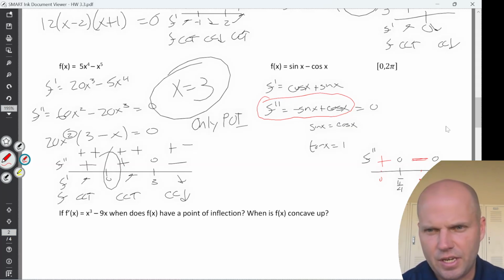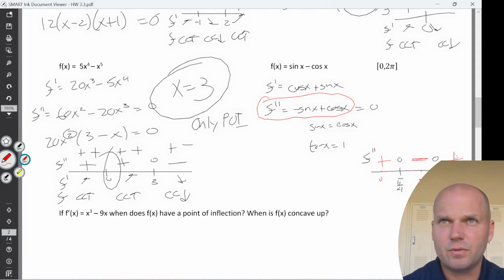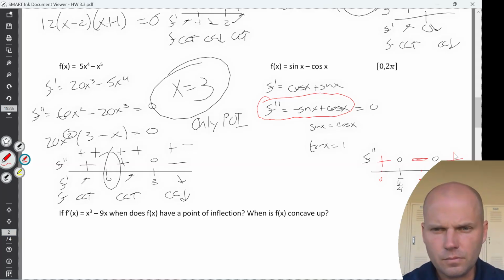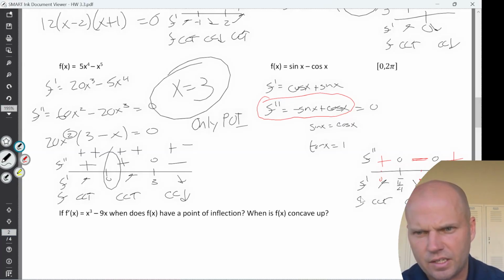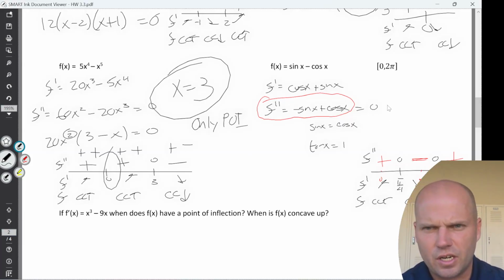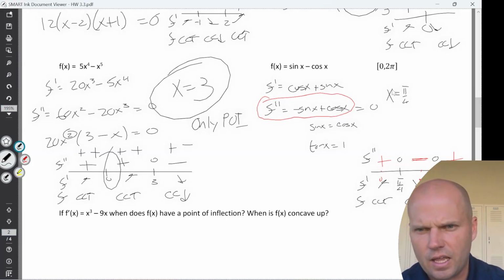Oh, I'm taking the opposite of -1, which is why it's a positive one. So, f prime is increasing, decreasing, increasing. f is concave up, concave down, concave up. I would consider pi over 4 and 5 pi over 4 as points of inflection.